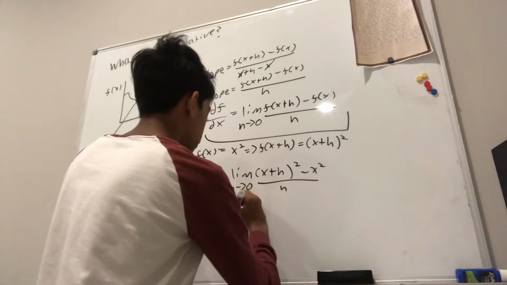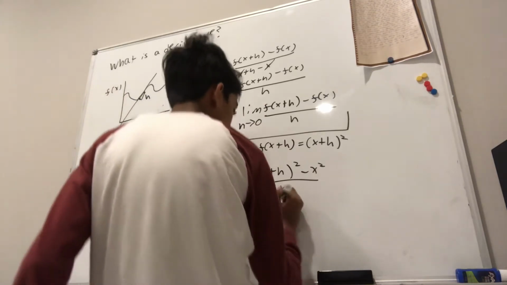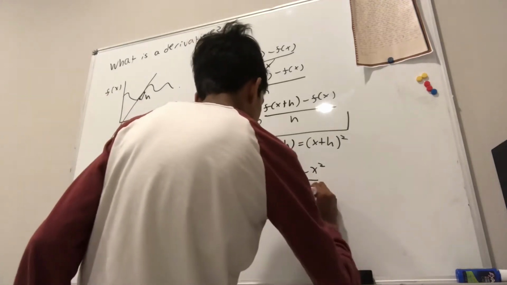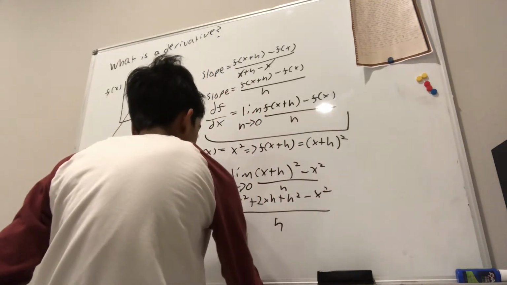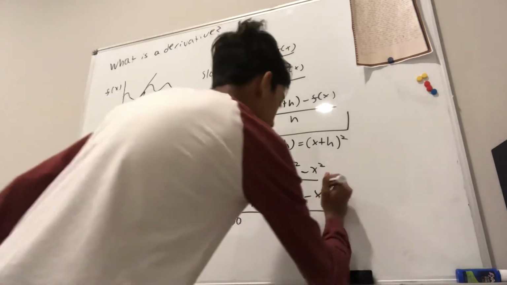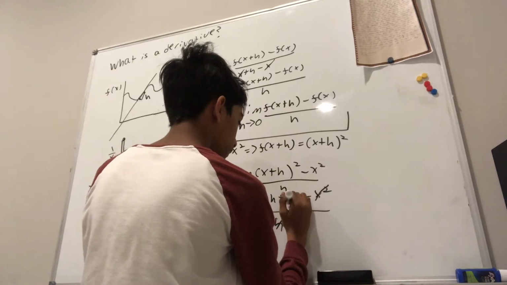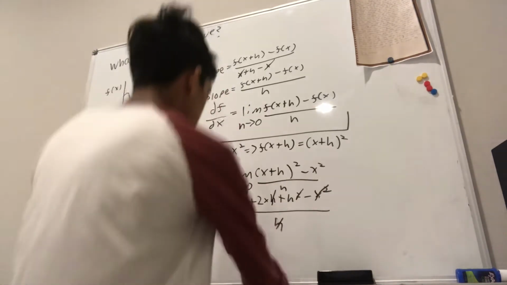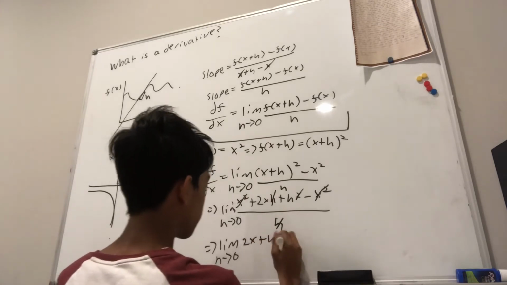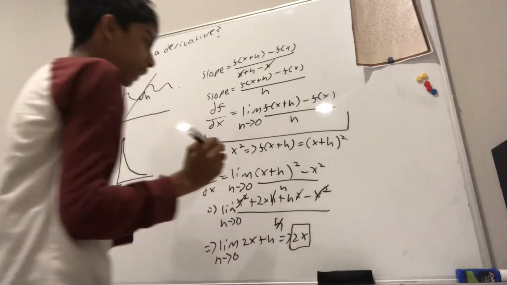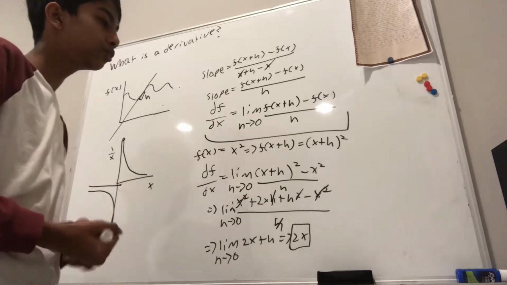So let's try to simplify this a bit. Using the square of the binomial, we get x squared plus 2xh plus h squared, minus x squared, all over h, taking the limit as h goes to 0. You can see these x squareds cancel out, and interestingly enough, these h's also cancel out. So this is just the limit as h goes to 0 of 2x plus h, which is just 2x. For any given point x, you can find the derivative at that point, and it would be 2 times x.